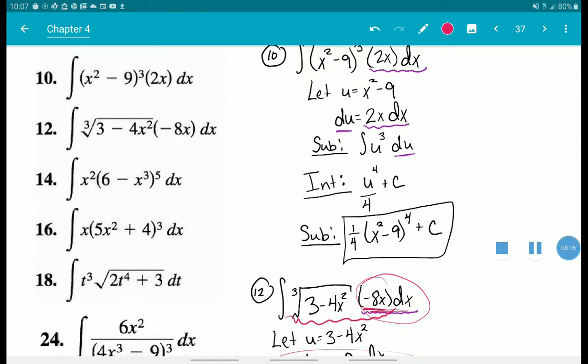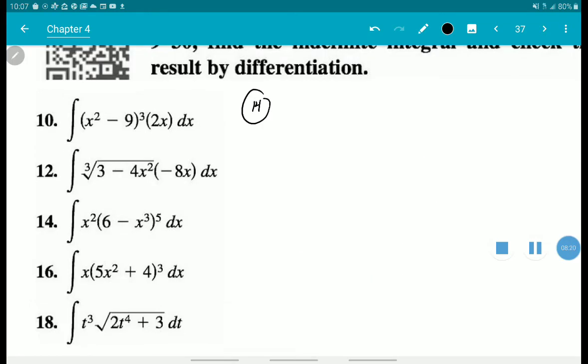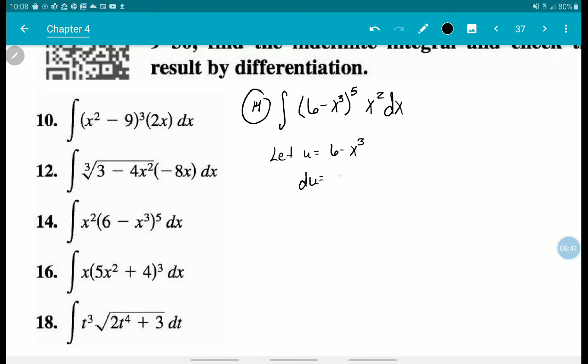Let's do another one. Let's look at number 14. So I'm going to rewrite this just a little bit. So let's think about what our u is. U is going to be that inside function, 6 minus x cubed. So du is negative 3x squared. You always get to pick u. Du results from what you pick for u.